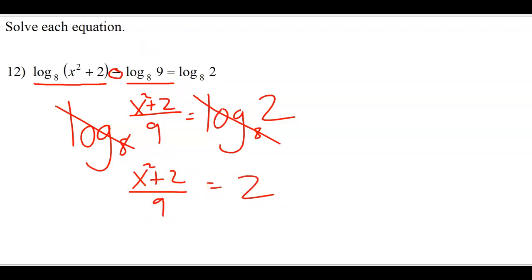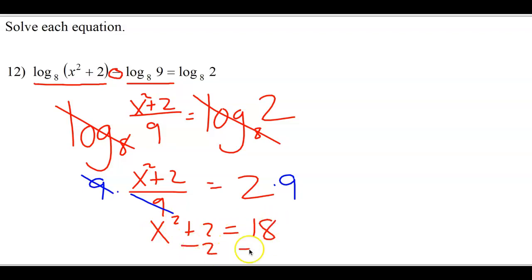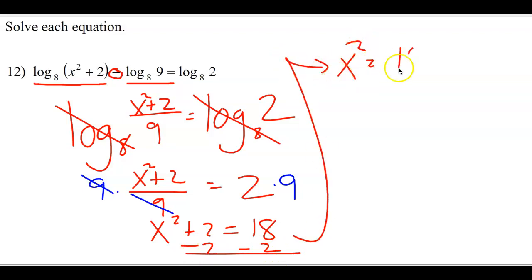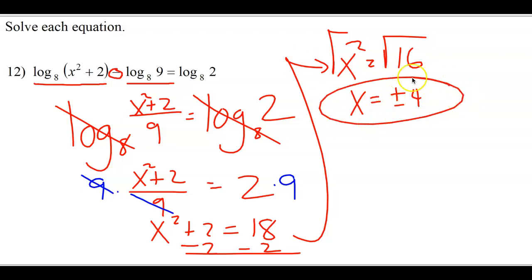And when you have a fraction, we talked about how in the last problem, the first thing you're going to do at this point is multiply both sides by the denominator. And then from there, we're ready to solve, so we'll subtract the 2 on both sides. 16, you take a square root, and don't forget, when you get a square root, you get a positive and a negative answer. And the square root of 16 is 4.